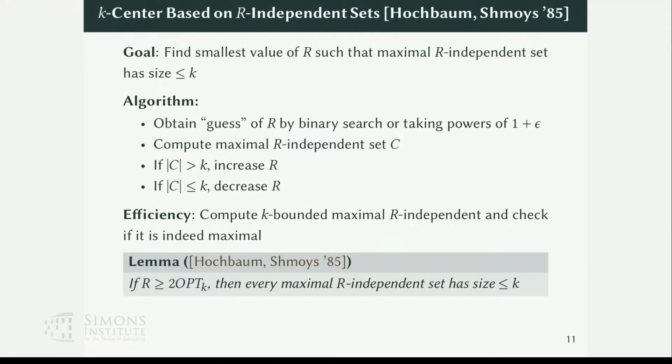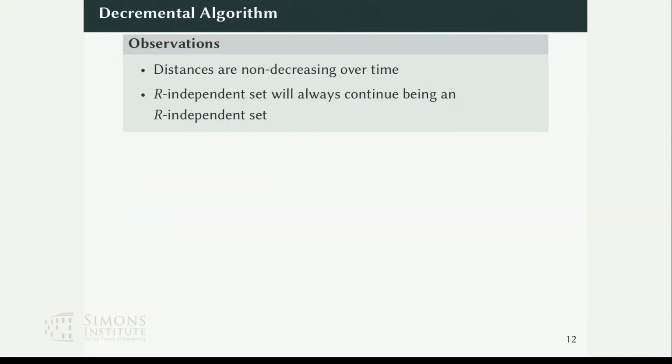Okay, and then the nice lemma is if I chose my R big enough, so opt is like what's the minimum radius I can get from an optimal K-center solution, then every maximal R-independent set has size at most K, so I have the guarantee that I will be successful. Okay, that's the black box thing we use from prior work. Okay, and again, if we have 1 plus epsilon approximate distances, we get a 2 plus epsilon approximation. Not a nice 2.